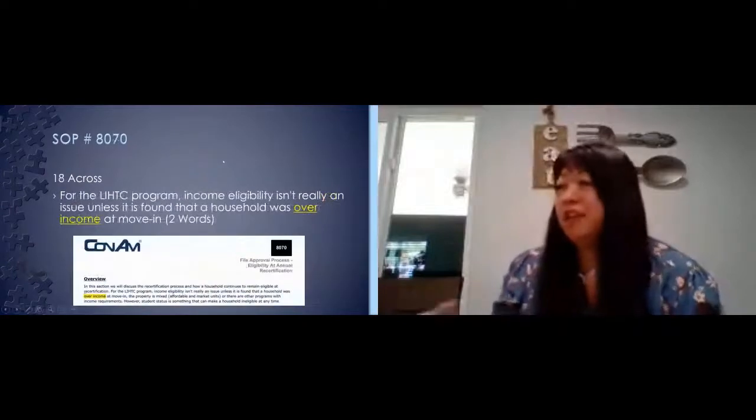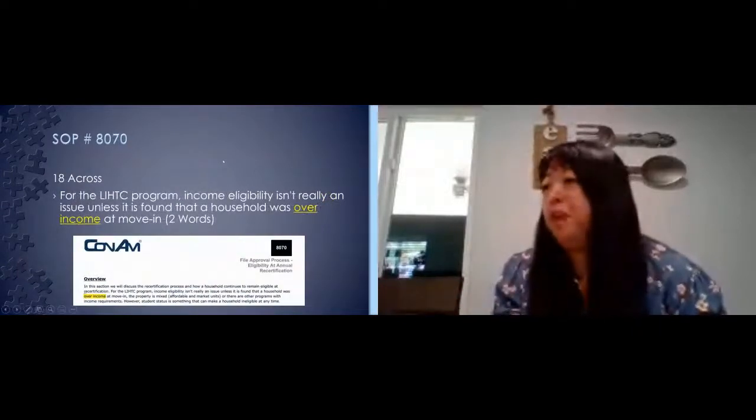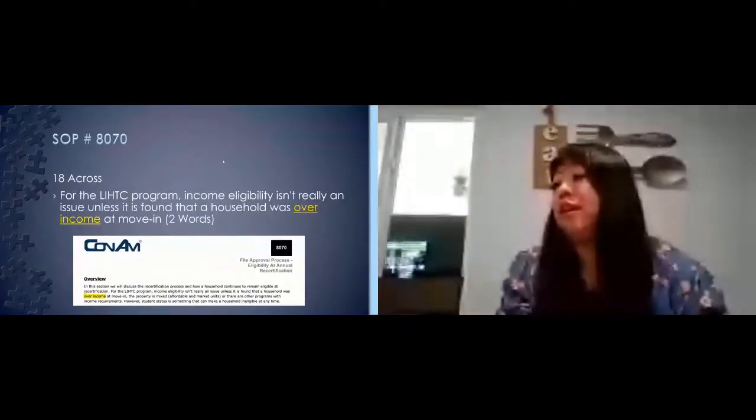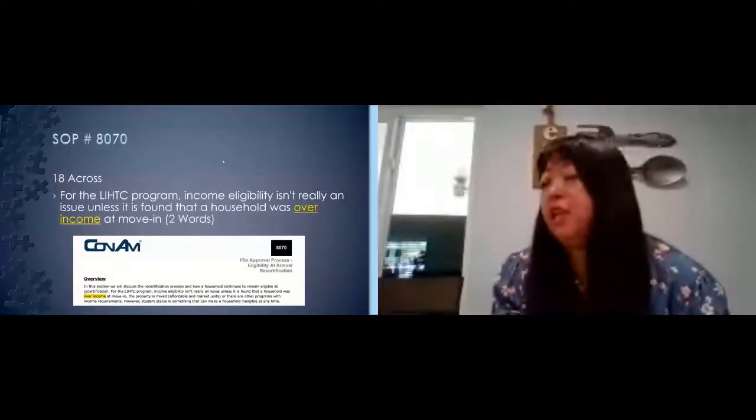Okay, and then we got 18 across. For the LIHTC program, income eligibility isn't really an issue unless it is found that a household was over income at move-in.